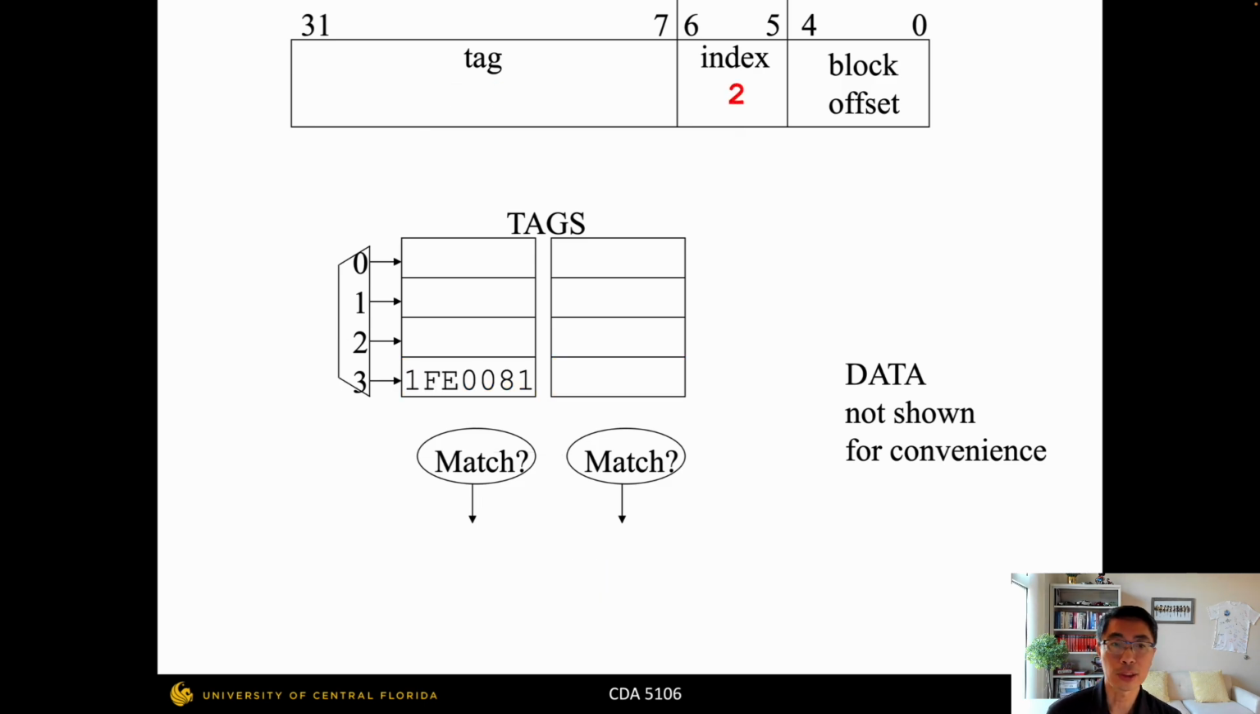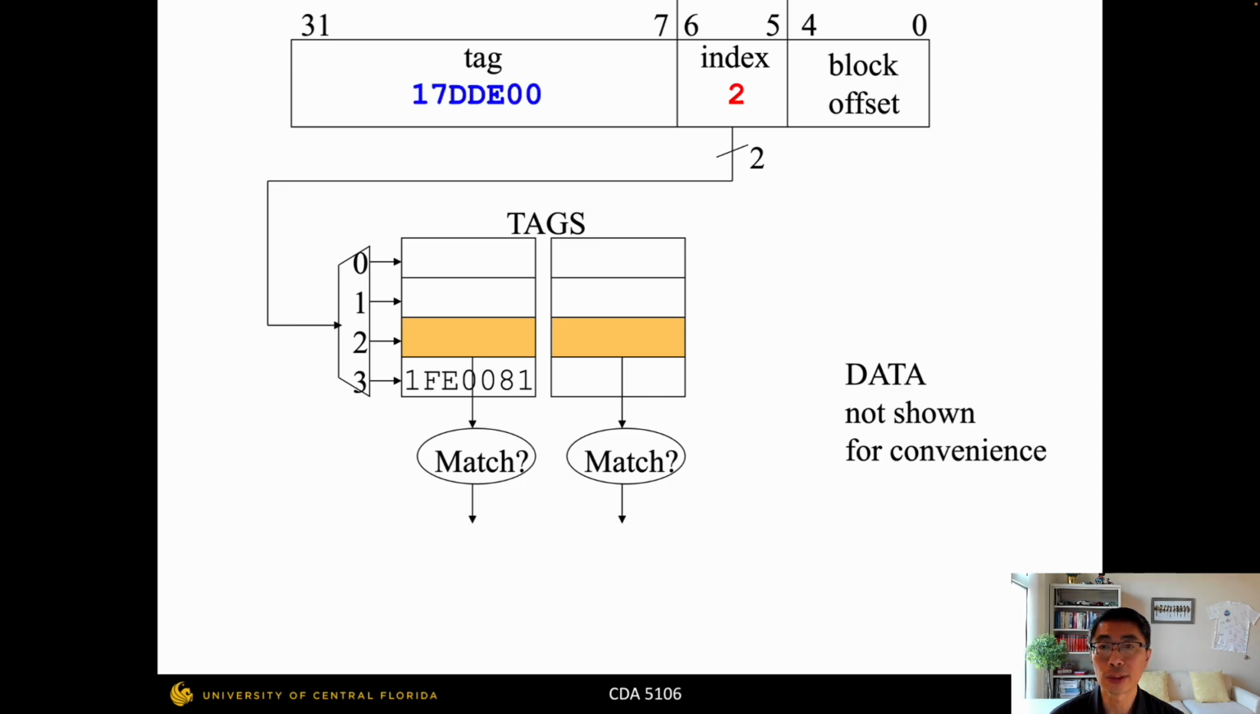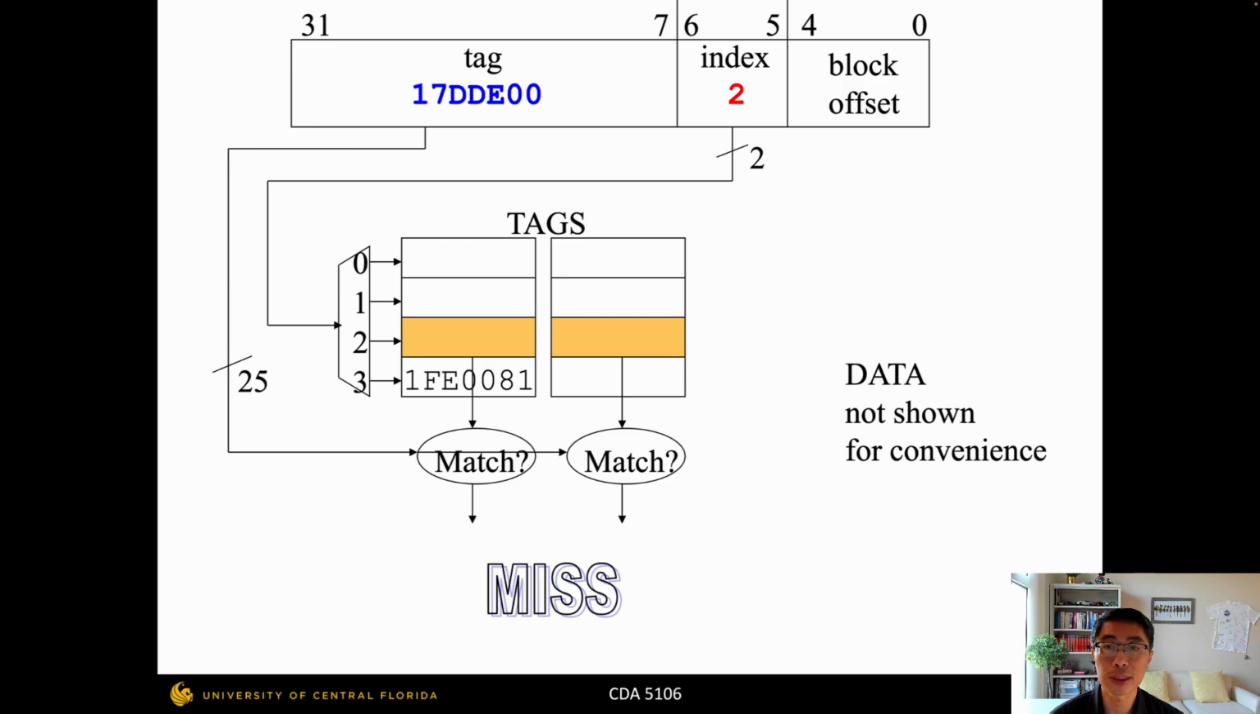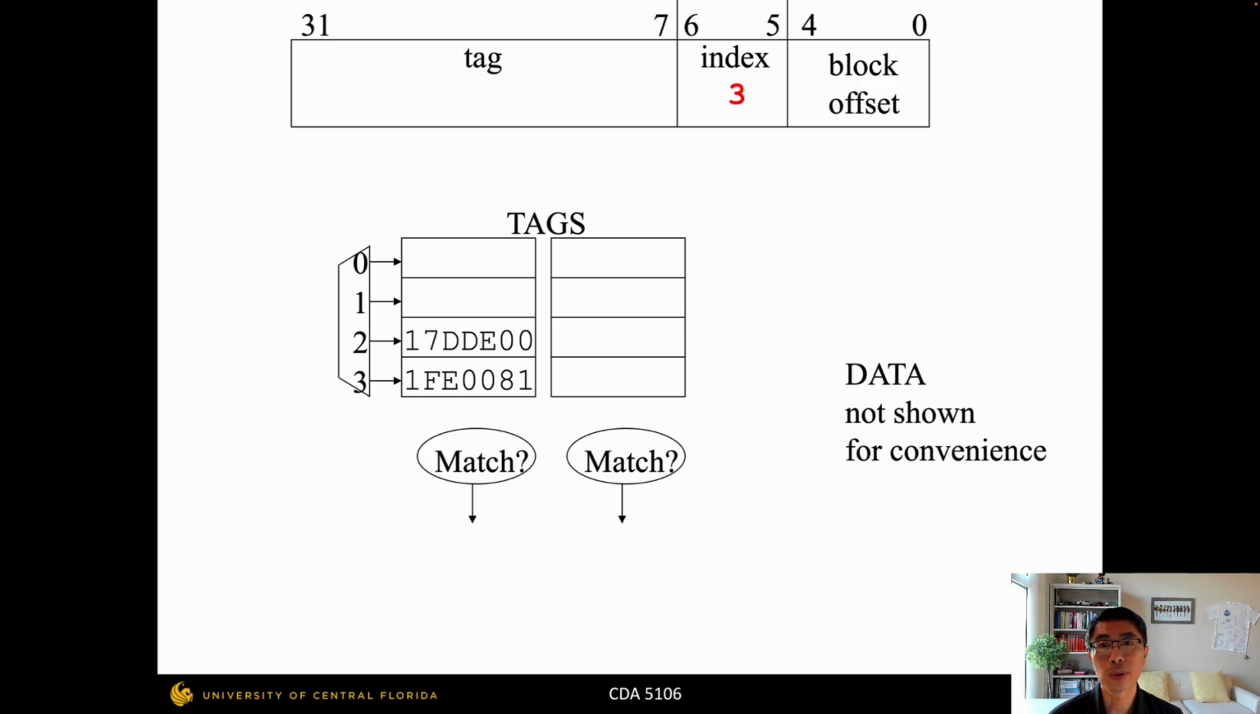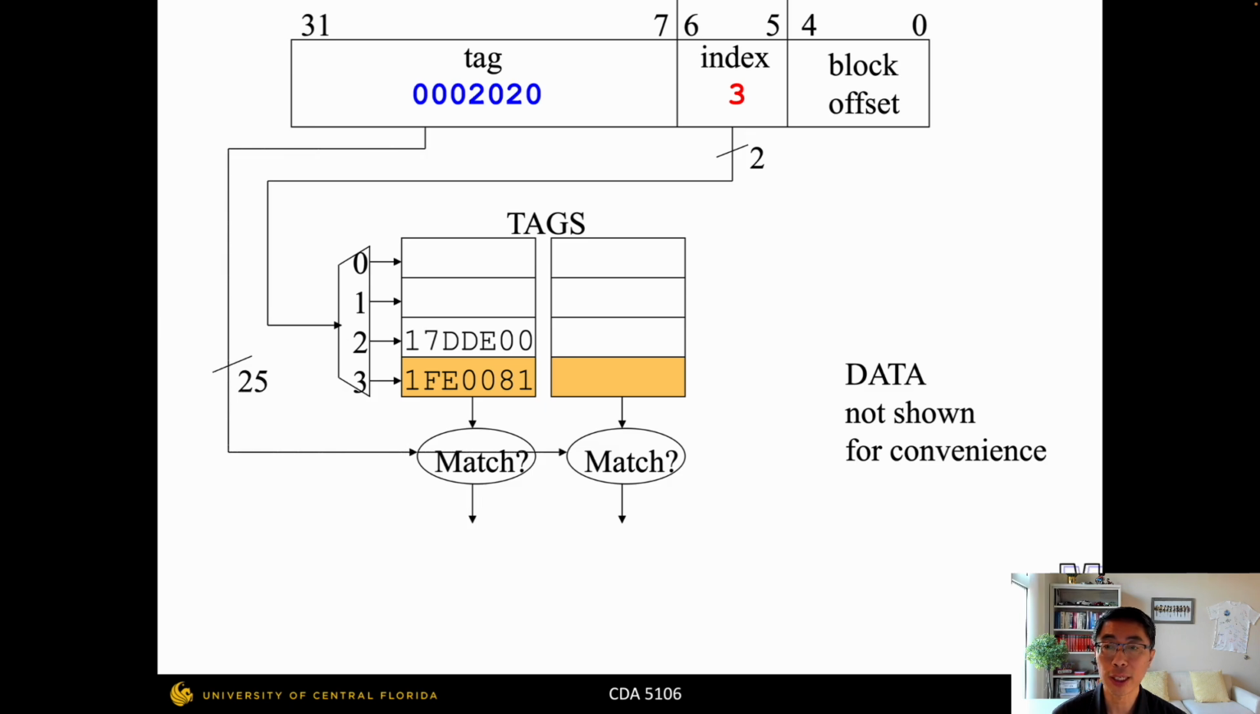Next, we have an access to index 2. So we compare against the tags in set 2, and we want to access 17DDE00, and they mismatch. So we have a cache miss, and we have to bring the block from the memory. Next, we have access to index 3, and we read both tags out, but what we want to access is 0002020. In this case, they mismatch with both of them. So we have a cache miss, and we have to bring the block from main memory, and we can install it in the second way, because it's not occupied right now.